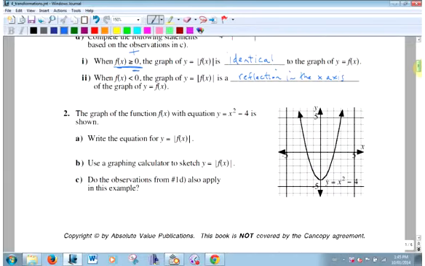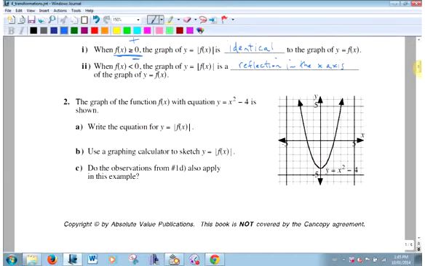There's a graph, and we've seen this one before. Do you believe it? Is that the graph of y equals x squared minus 4, Jade?